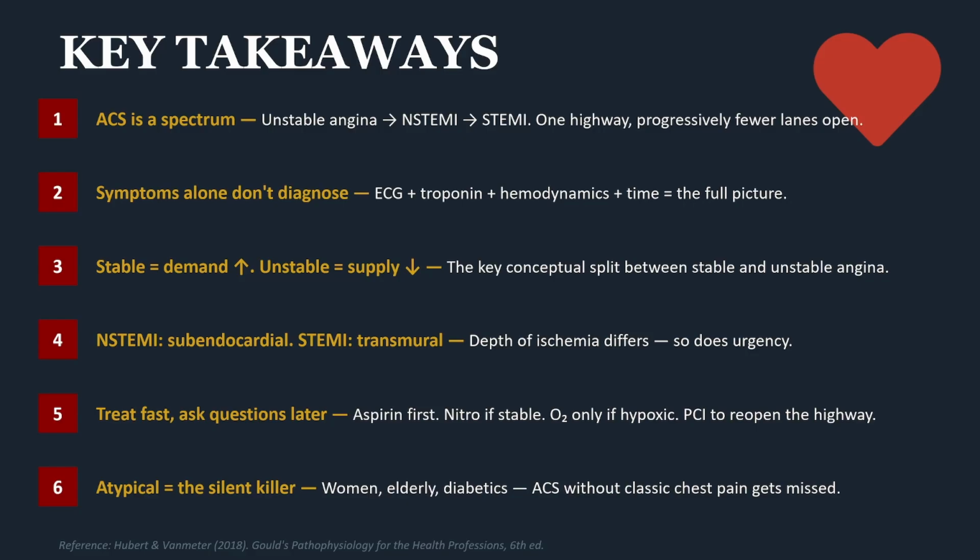So quick summary of what we covered. So ACS is a spectrum. So there's one highway and progressively fewer lanes. Symptoms alone don't diagnose. You need ECG, troponin, and time. Stable angina is demand too high. Unstable is supply too low. NSTEMI kills the inside layer first, then progresses outwards. STEMI kills the whole wall.